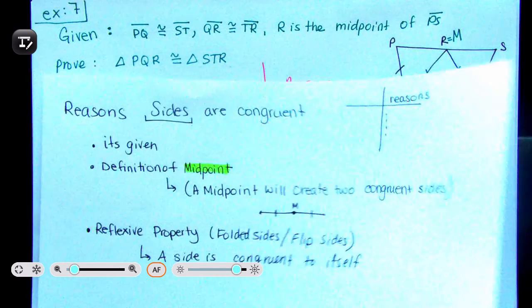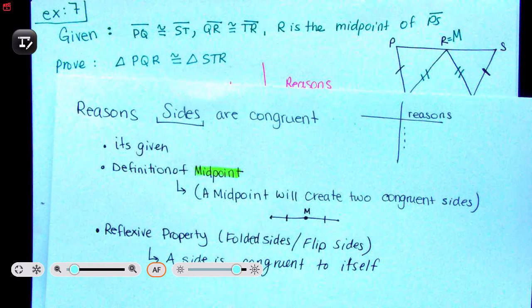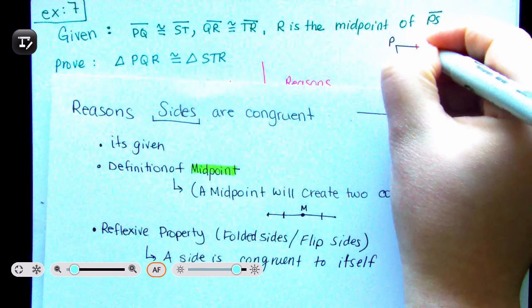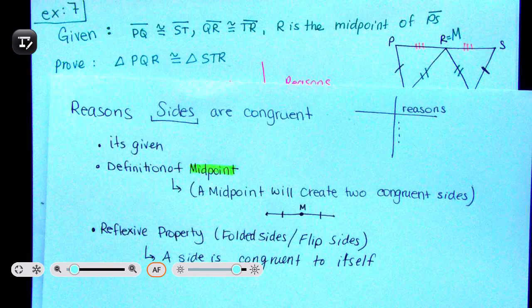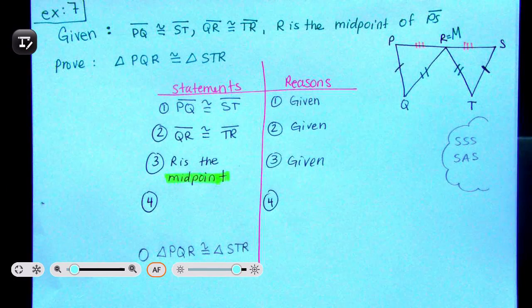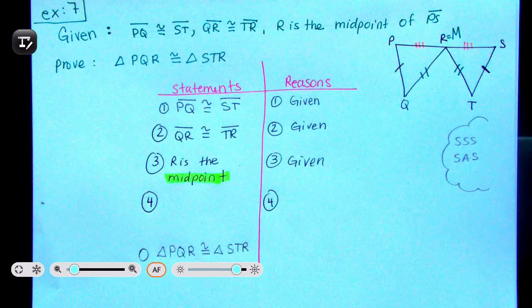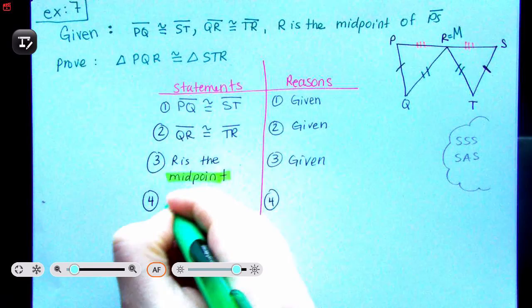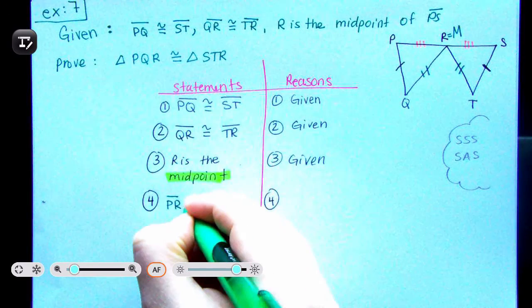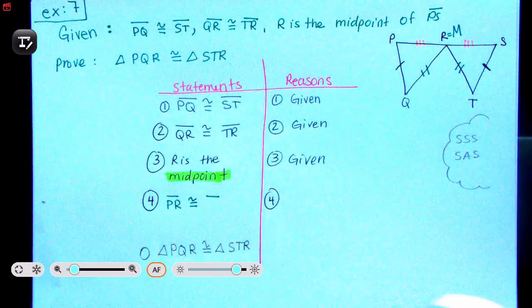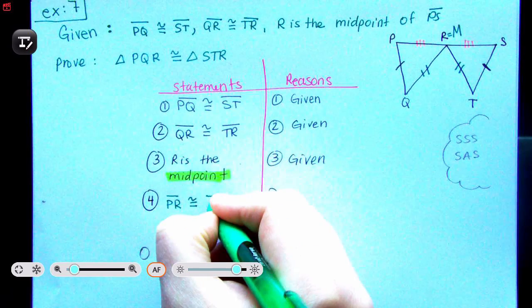So here's my midpoint, and I'm going to just draw it like it is. These are congruent. Okay, so then what is congruent? What did you create? So we have segment PR congruent to segment RS. You can say RS or you can say SR, doesn't matter.